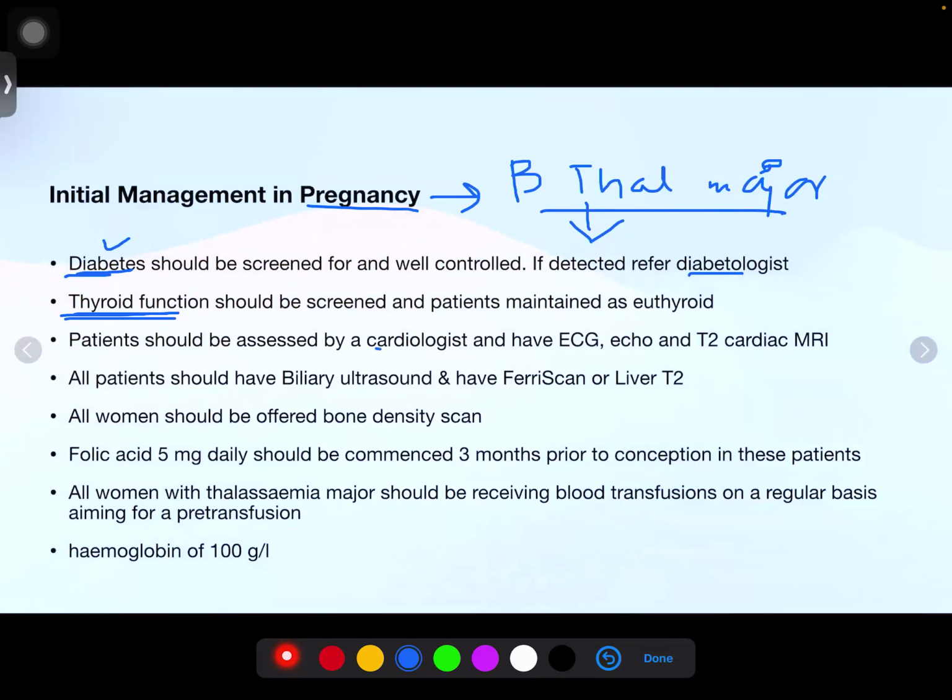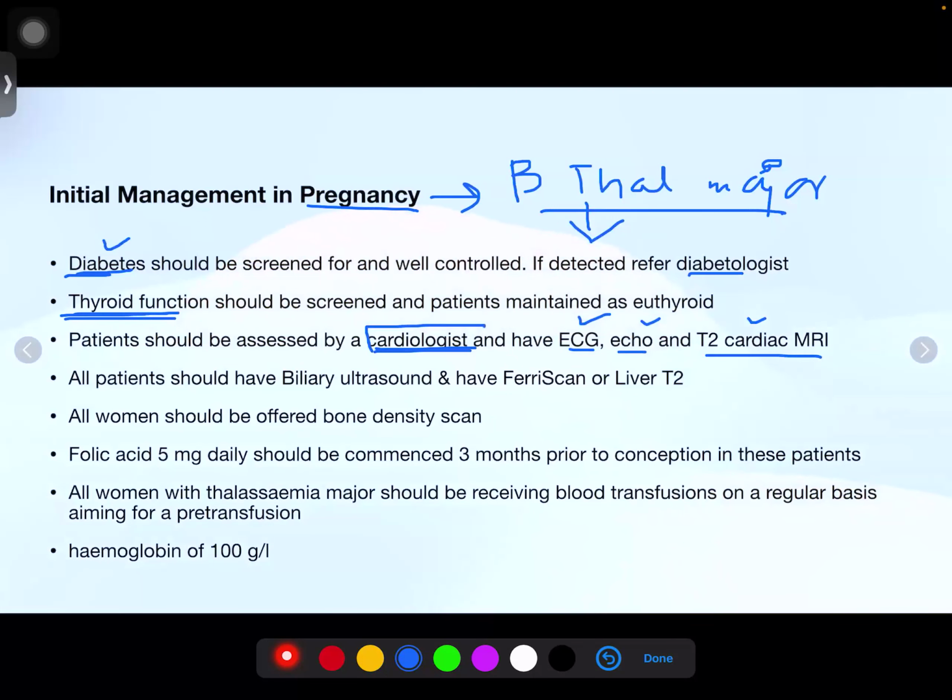And then they should have an assessment by a cardiologist, and these things are very important tests. They have to be done: the ECG, the echo, and the T2 cardiac MRI, because they have multiple blood transfusions, so the heart would already be at risk of heart failure. So for the pregnancy, they should have these tests done: the ECG, echo, and the T2 cardiac MRI.